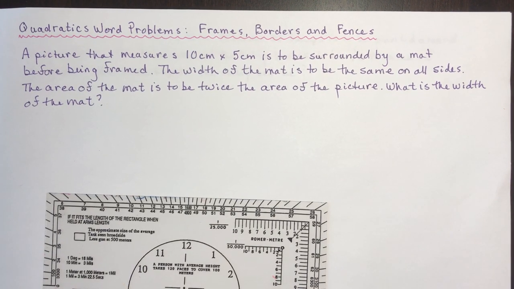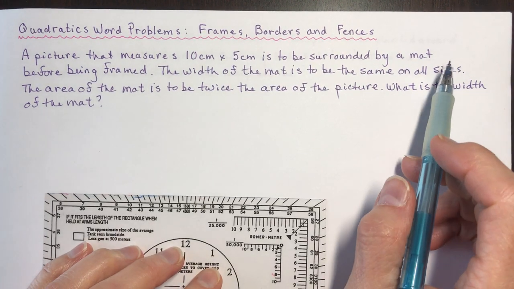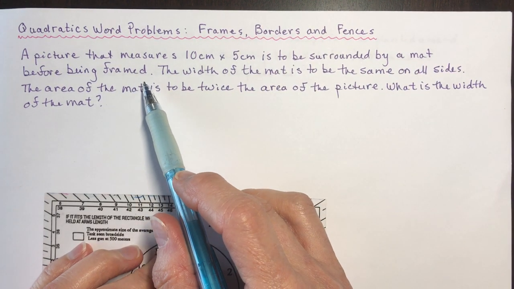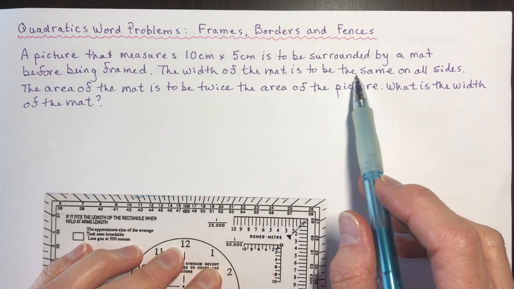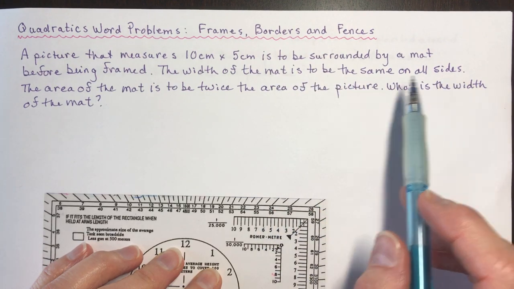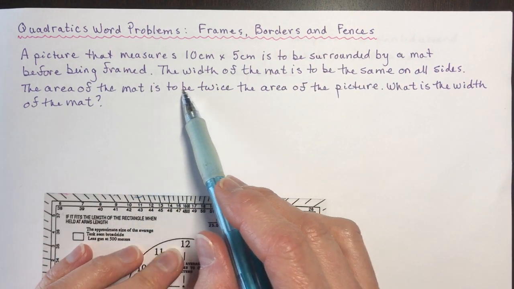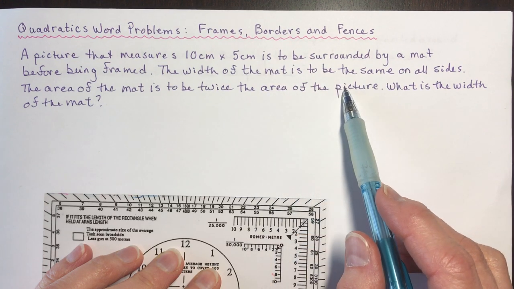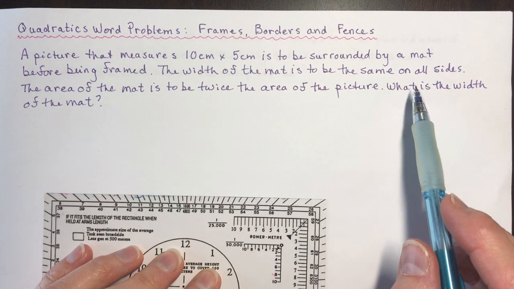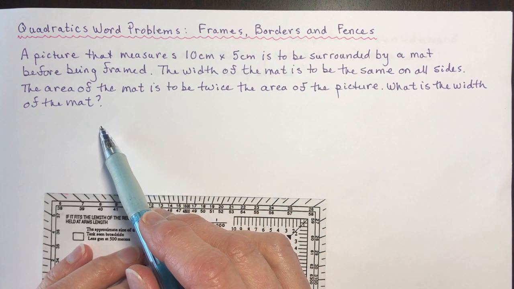Quadratic word problems, and in this lesson I'm going to talk to you about frames, borders, and fences. So a picture that measures 10 by 5 is to be surrounded by a mat before being framed. The width of the mat is to be the same on all sides. The area of the mat is to be twice the area of the picture. What is the width of the mat?